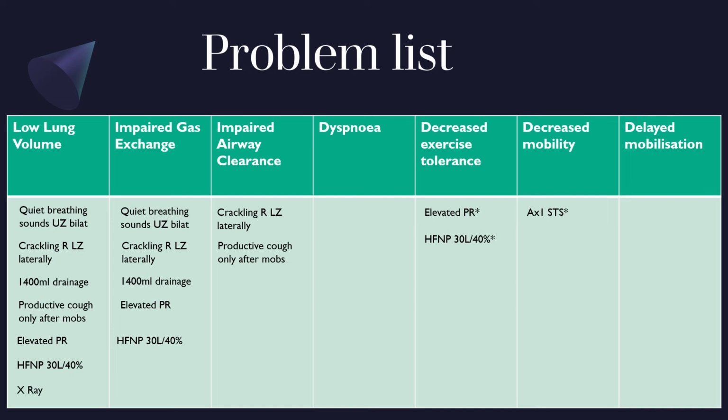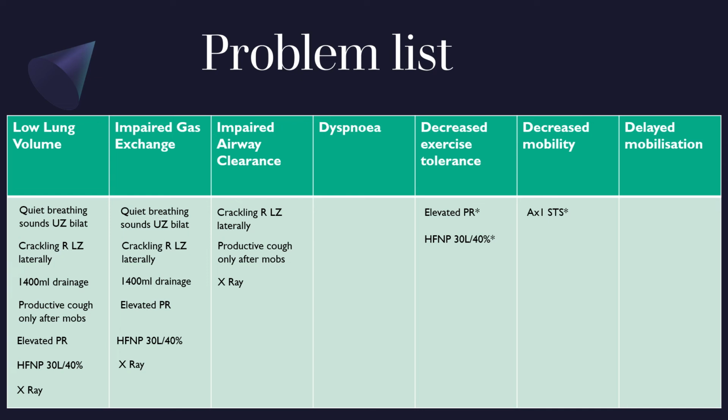And then even though it wasn't in the original case info, this person did have areas of consolidation as well as left lower lobe collapse on their x-ray. So I've added that to the table under low lung volumes, impaired gas exchange, and impaired airway clearance.